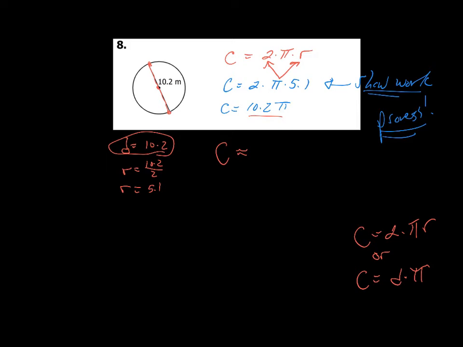It's not a square unit. So it's just a distance, the distance around, and that's going to be 32.04 meters. And that's our circumference.